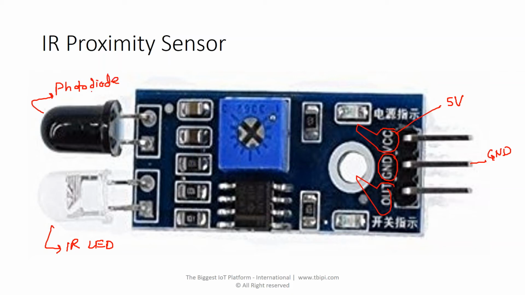The black colored one is a photodiode. Okay, now what is the meaning of that? IR LED is an LED which is emitting light of infrared frequency. So an IR LED is actually an LED which is glowing but not visible to us.